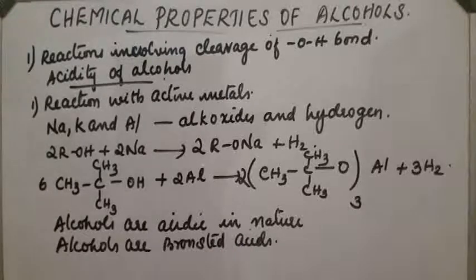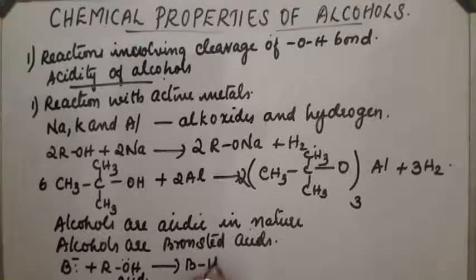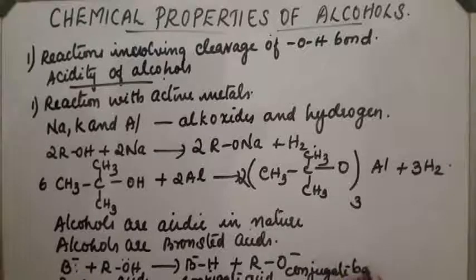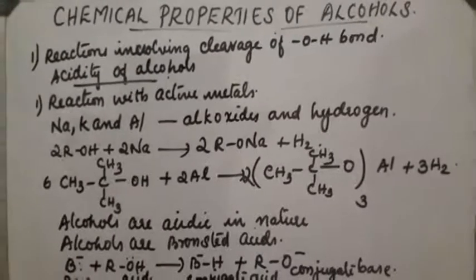That means alcohols can donate a proton to a strong base, because they are Bronsted acids. So when the alcohol ROH reacts with a base, it acts as an acid, and the product obtained is RO minus, which is the conjugate base. Alcohol acts as an acid here and the other species is its conjugate acid. So on reaction with a base, it acts as an acid and an alkoxide will be obtained. In such reactions, like reaction with active metals, alcohols act as acids.